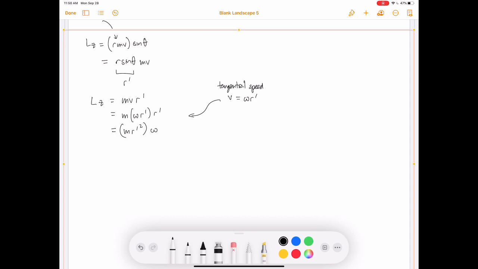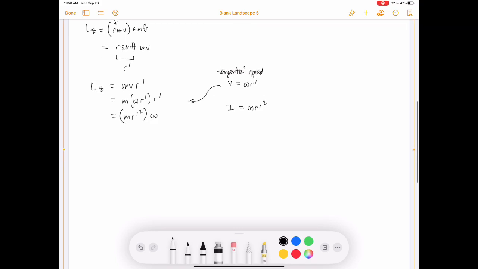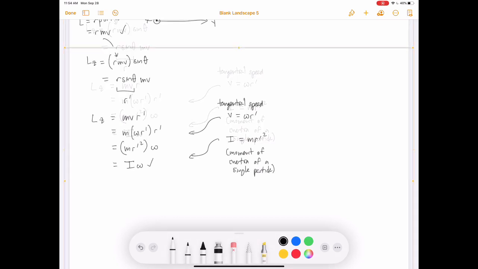Okay, I want to remind you that the moment of inertia of a single particle is given by m times r squared. This is the moment of inertia of a single particle. So if we go ahead and make that substitution there, we're left with LZ is equal to I times omega. Of course, that result applies to a single particle.